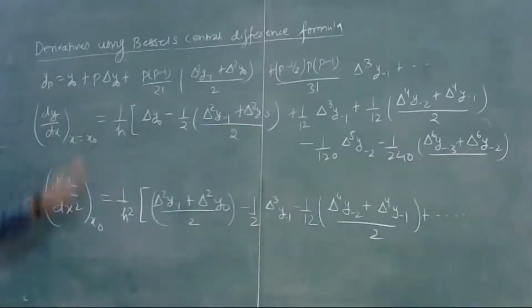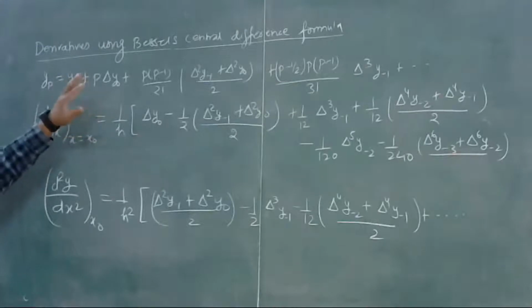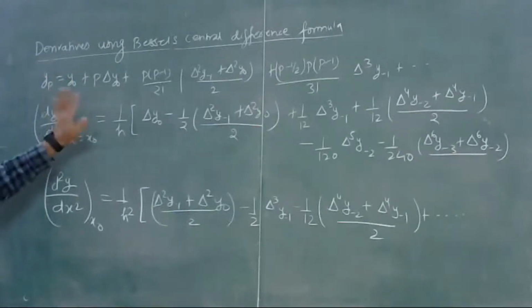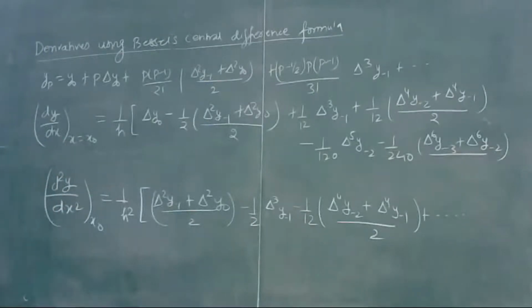Okay, so Stirling's difference formula and Bessel's difference formula derivative that we will use when we have to find the value of derivative at middle of the table. Okay, so you have to remember this formula. Okay, so now we will solve one problem based on this.